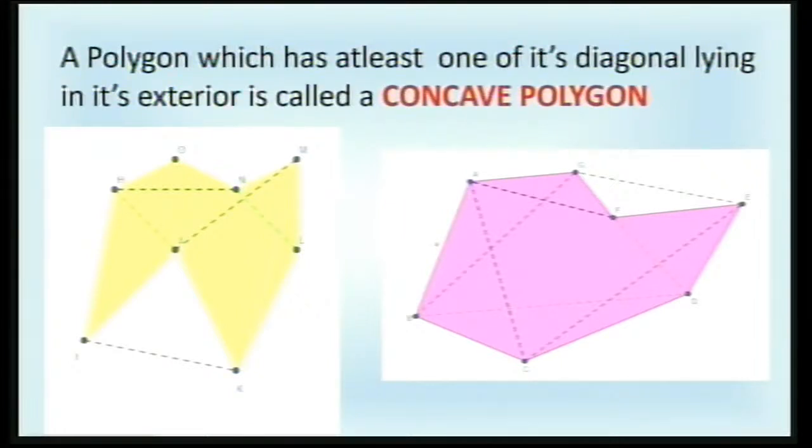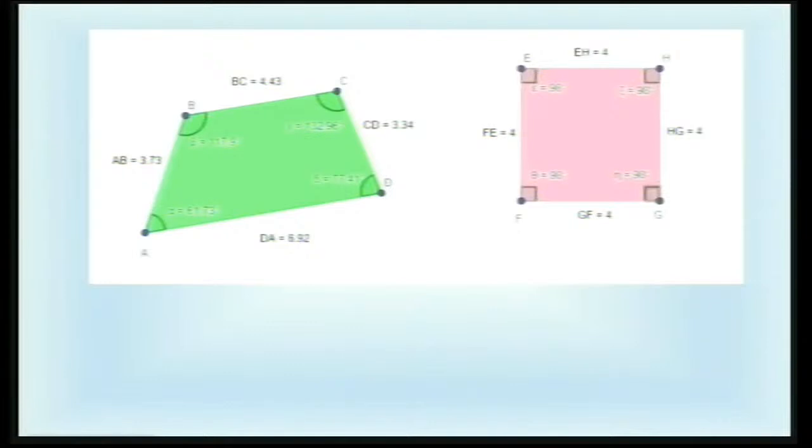To make this classification, what we have learnt is the diagonal. So what's a diagonal? It is the line segment joining any two non-consecutive vertices of a given polygon. Now there is another way in which you can classify polygons, not only just based on its diagonals. Now we are going to concentrate on its sides and its angles.